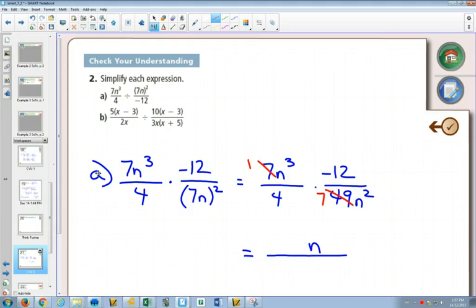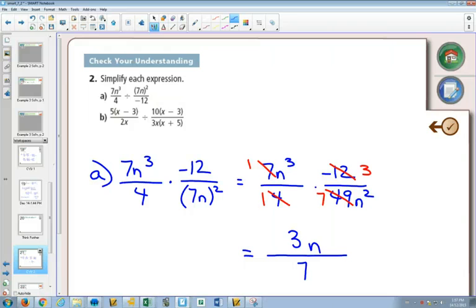Probably also simplify my 12 over 4. 12 divided by 4, 3 and 1. So now when I look at my numbers that are left, on the top I have 1 times 3. On the bottom I have 1 times 7. So it's going to be 3 on the top, 7 on the bottom.